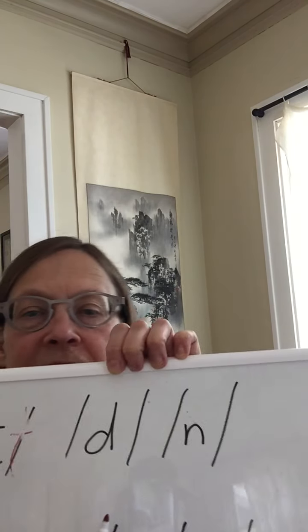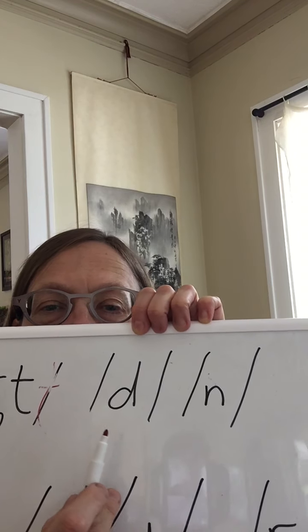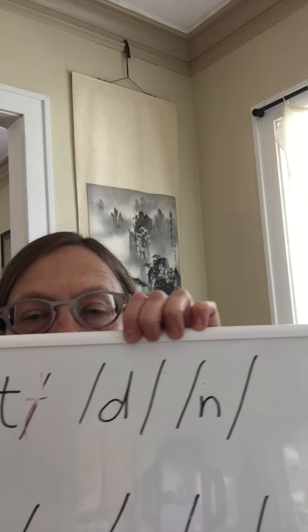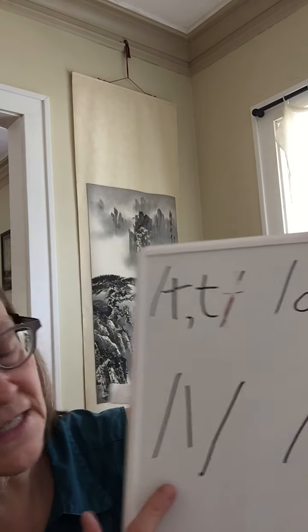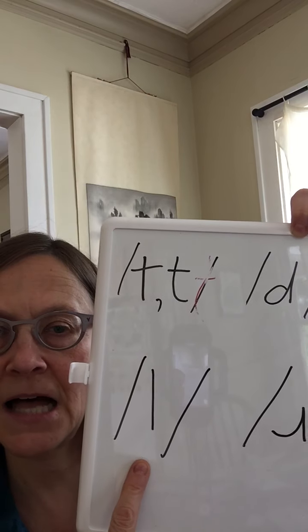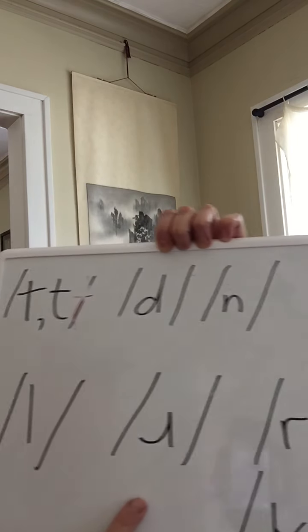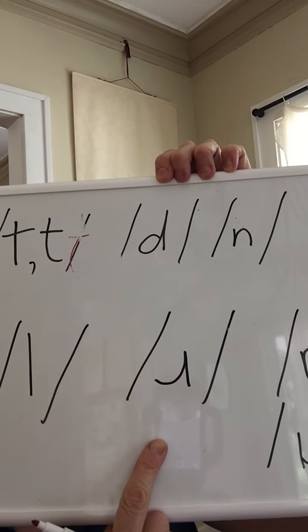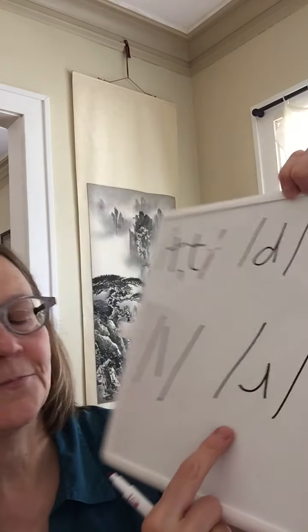Then this is the sound da, da. This is the sound na, na. So easy, those are just what you guess. This is the sound la, so it's supposed to be like a small L. La, la, la. And then the last one here, this is the sound ra, ra, all right?